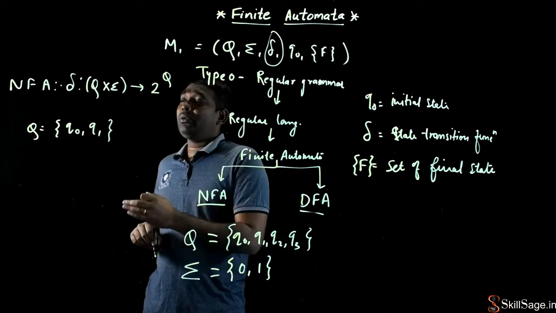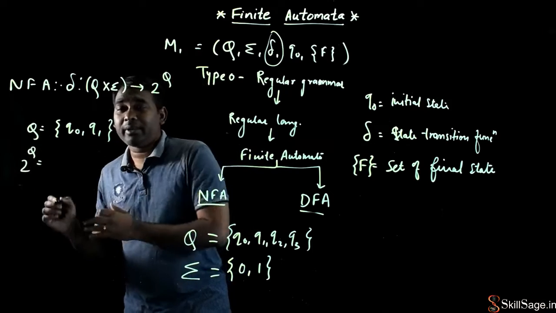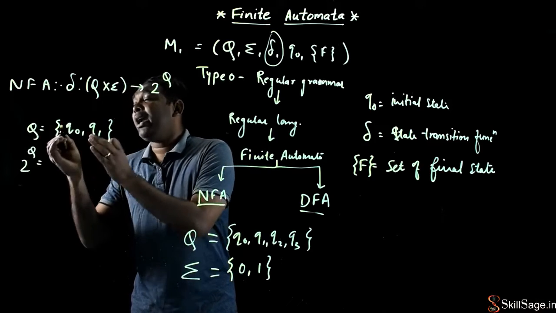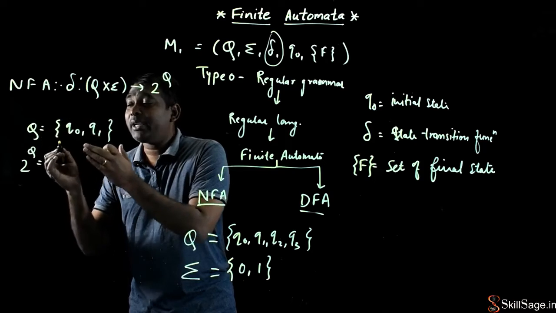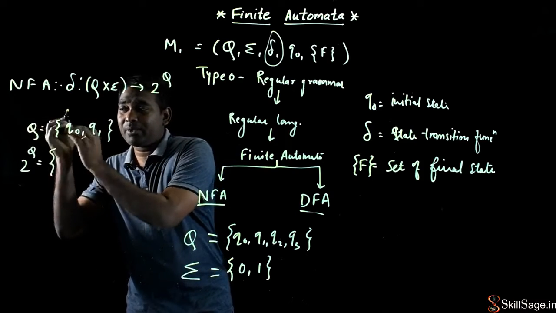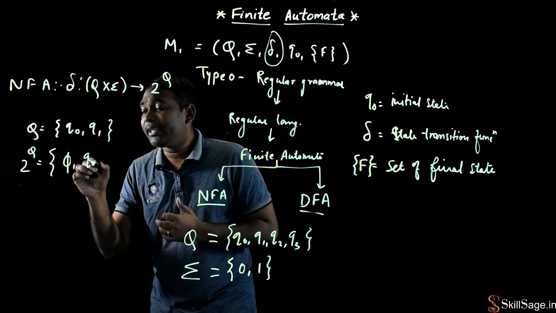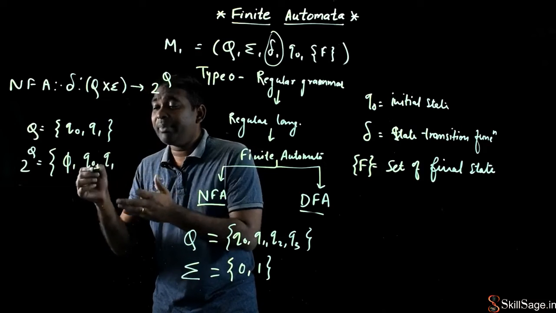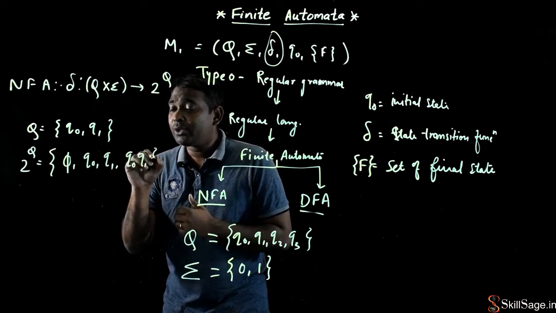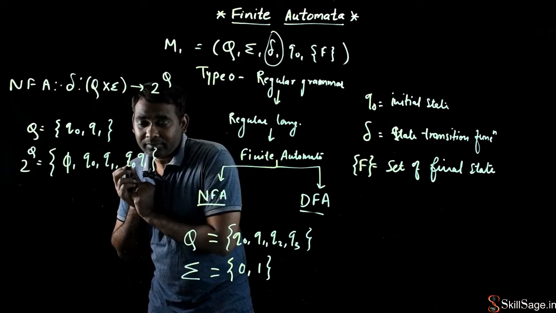So if I want to find the power set of these states, 2 raised to Q, where Q is the number of states. How many states do I have right now? I have 2 states, and 2 raised to 2 is 4. In the power set of states, what am I going to get? My first member is phi, the second is Q0, the third is Q1, and the fourth is the combination of these two, Q0, Q1. So in the power set of states, I get 4 members.